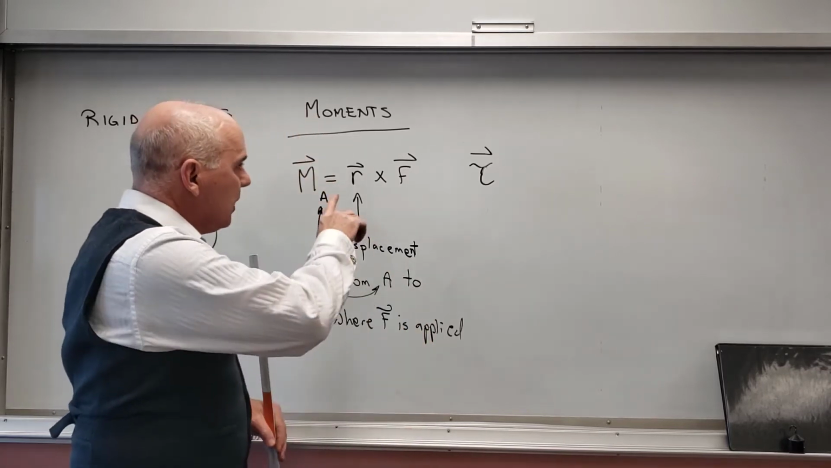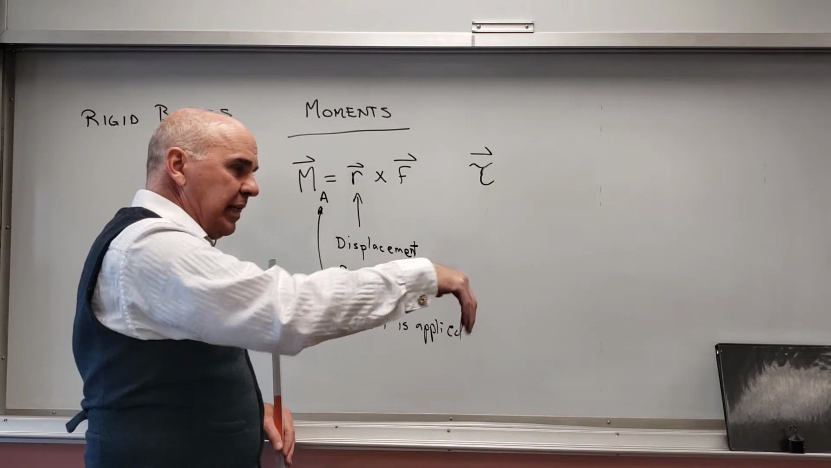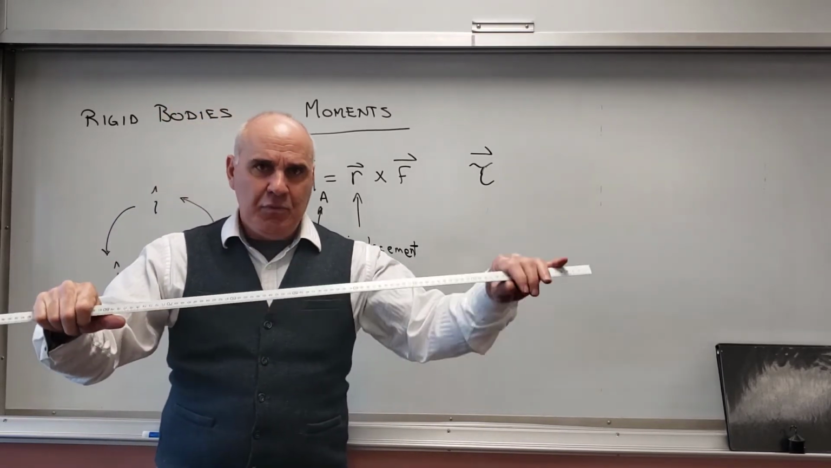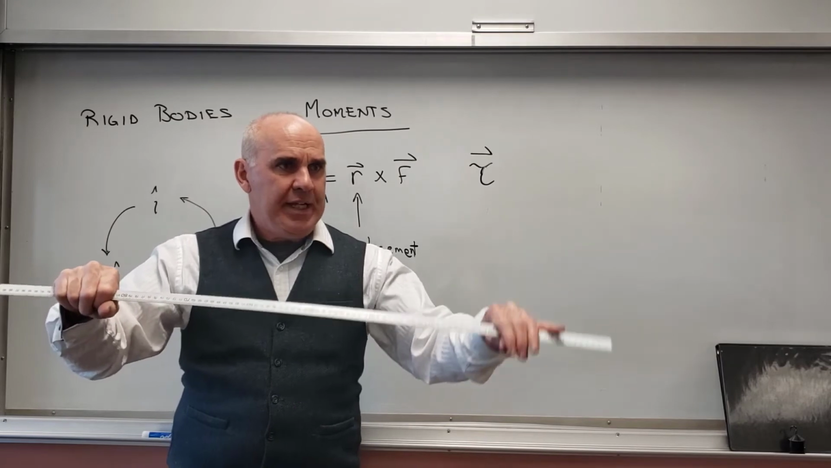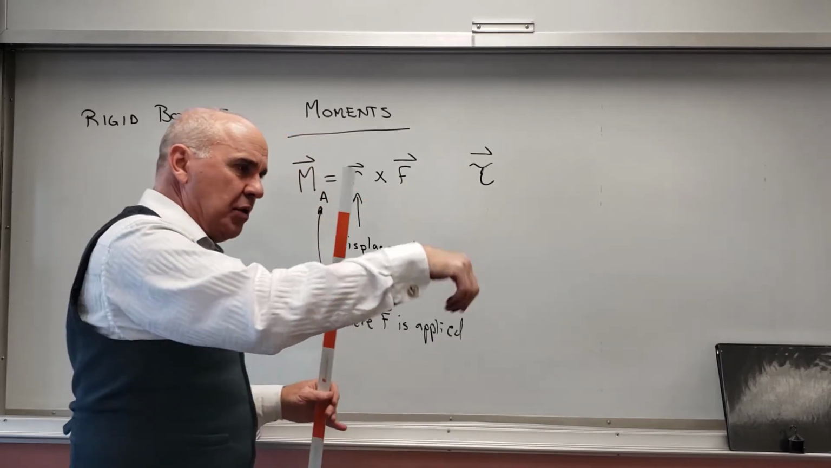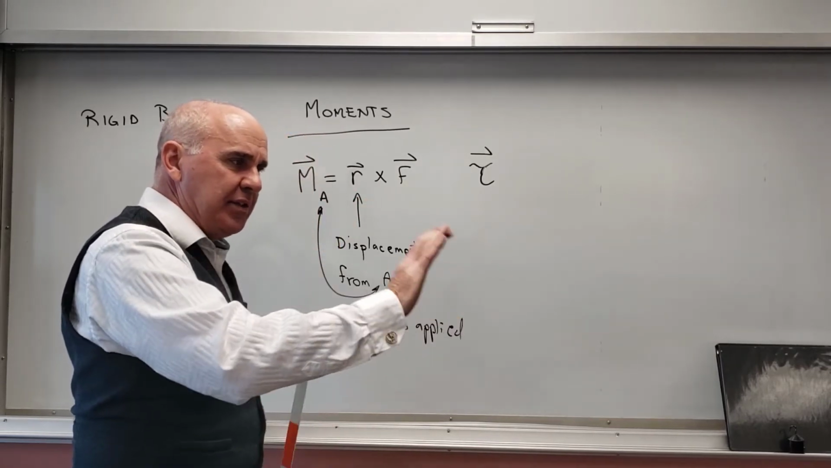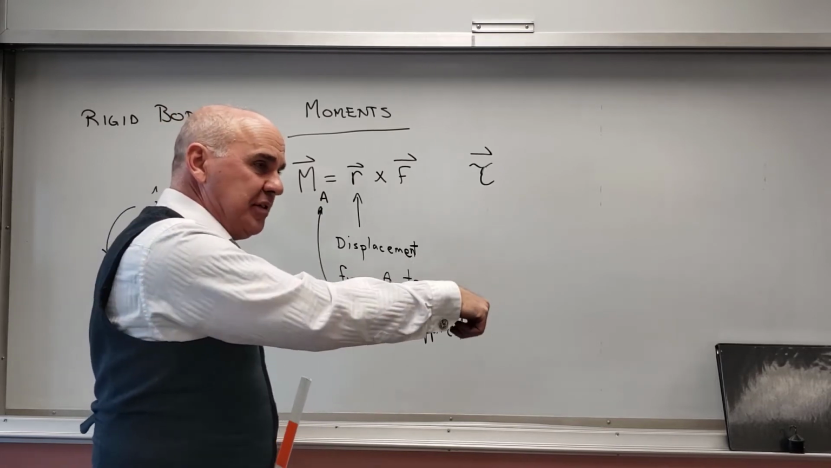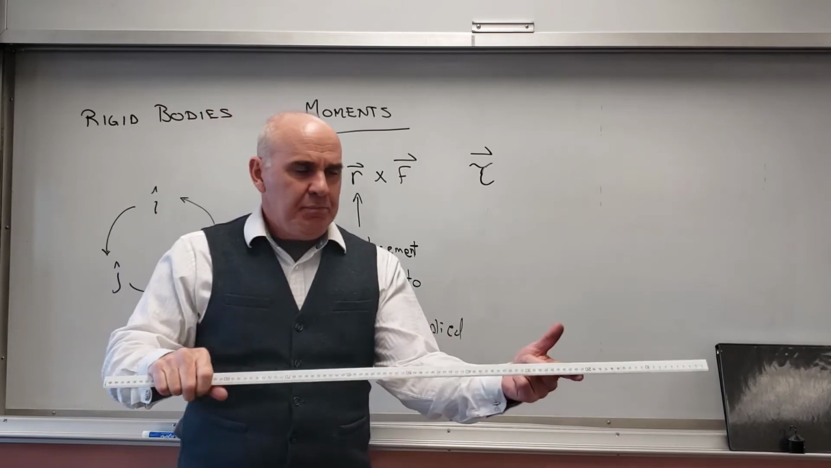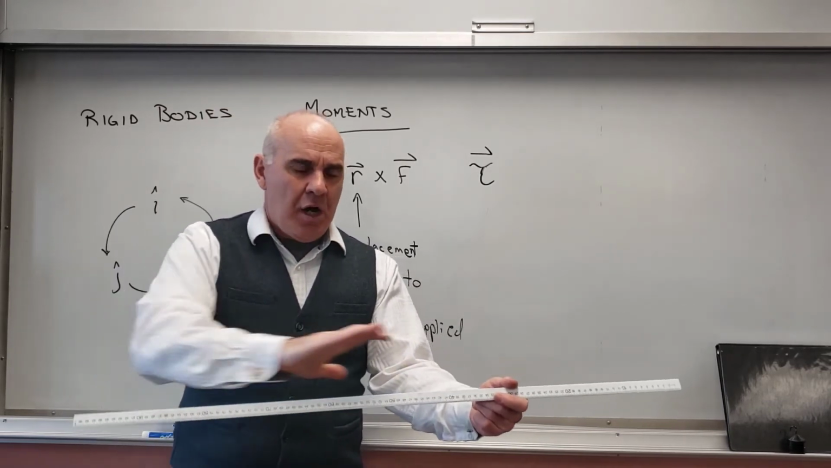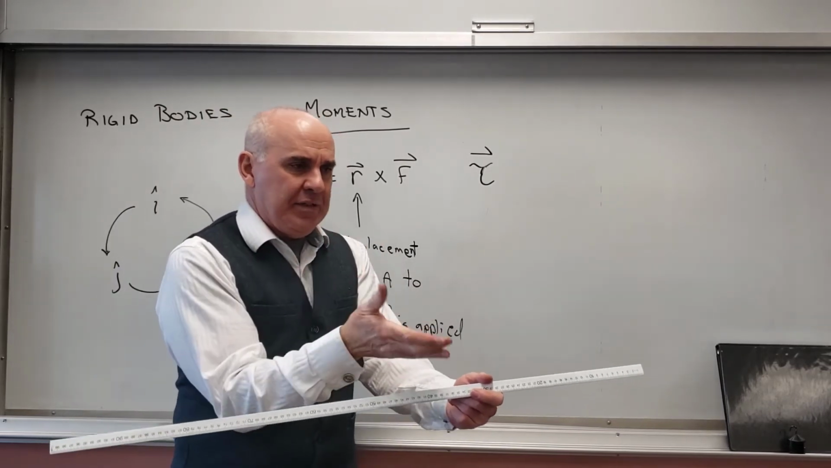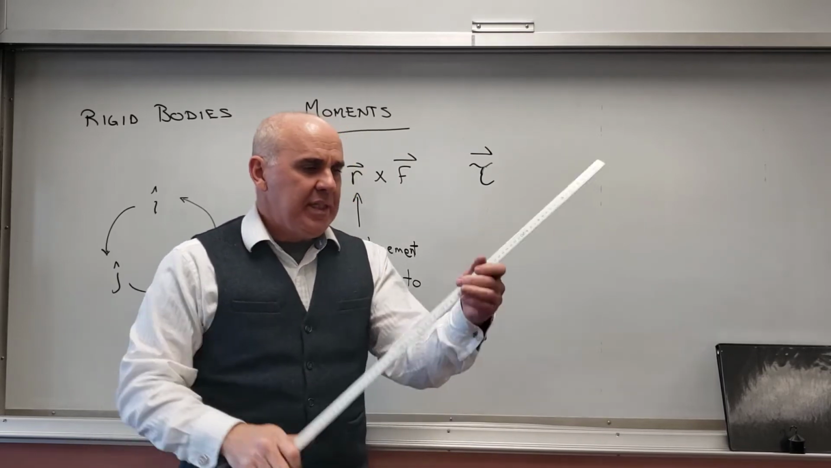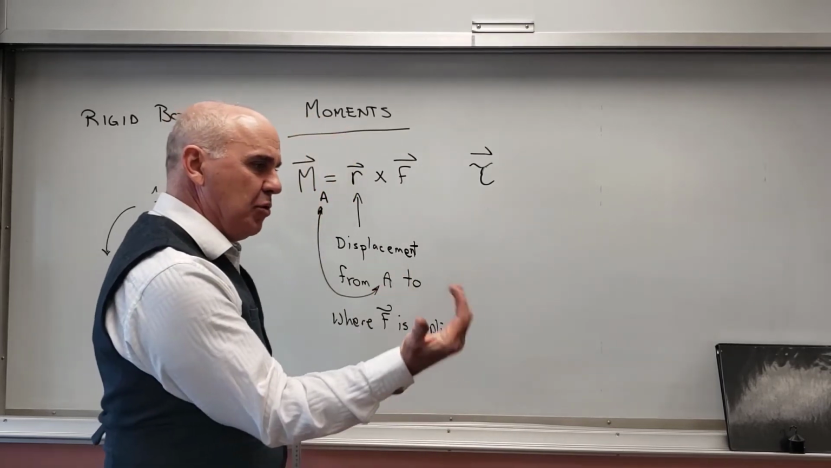I like to do the curl on occasion, and I say to myself, what direction would the force want to rotate this ruler? It's going to want to rotate it clockwise, and so I use the right hand rule, and my thumb points in the direction of the moment. If I push up on it, R cross F, I've got to rotate my hands this way, my thumb points towards the camera, that's going to be a counterclockwise moment.